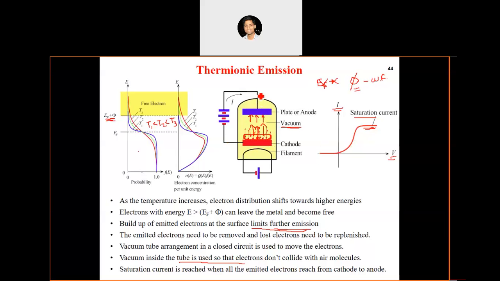Basically they are all flowing in this closed circuit, then only the saturation current will be reached, right? Because by increasing the voltage, we cannot increase the number of electrons being emitted. What we can do is increase the number of electrons reaching from the surface of the cathode to the anode. And when the voltage is enough that all the electrons at the surface are moved to the anode, then we reach a saturation value, and that's what this saturation current corresponds to.